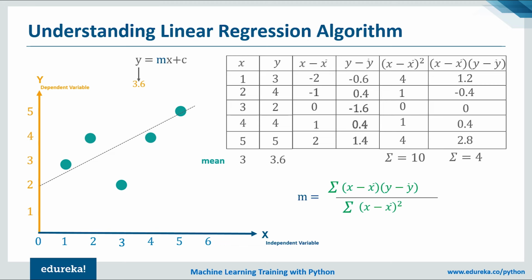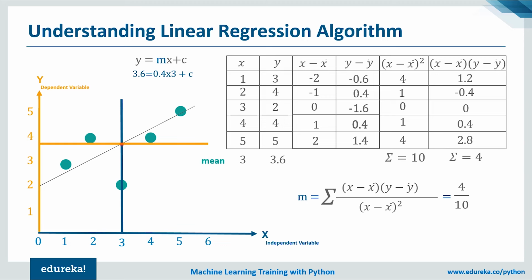So we have y as 3.6, remember the mean of y. m as 0.4, which we calculated just now. x as the mean value of x, that is 3. And we have the equation as 3.6 equals 0.4 multiplied by 3 plus c. Alright, that is 3.6 equals 1.2 plus c. So what is the value of c? That is 3.6 minus 1.2, that is 2.4.